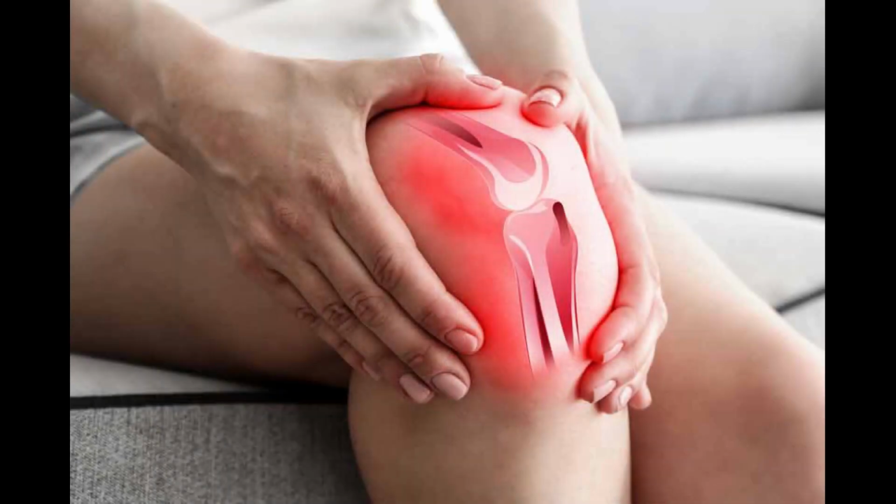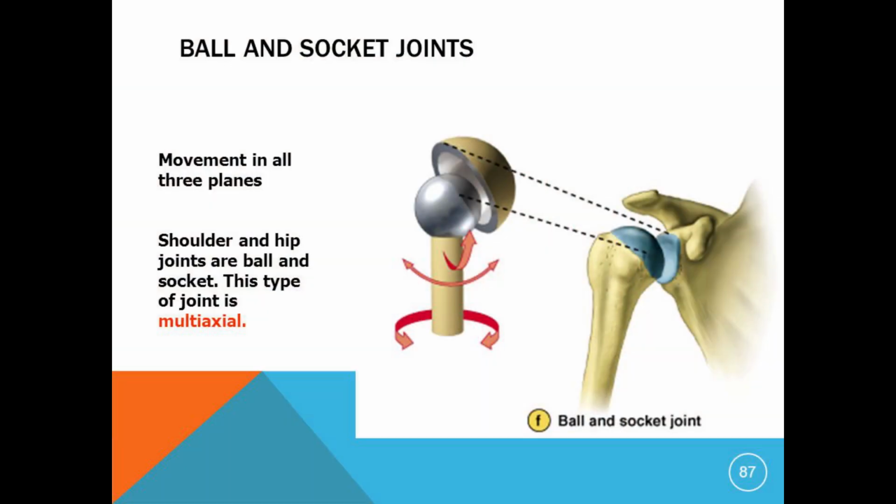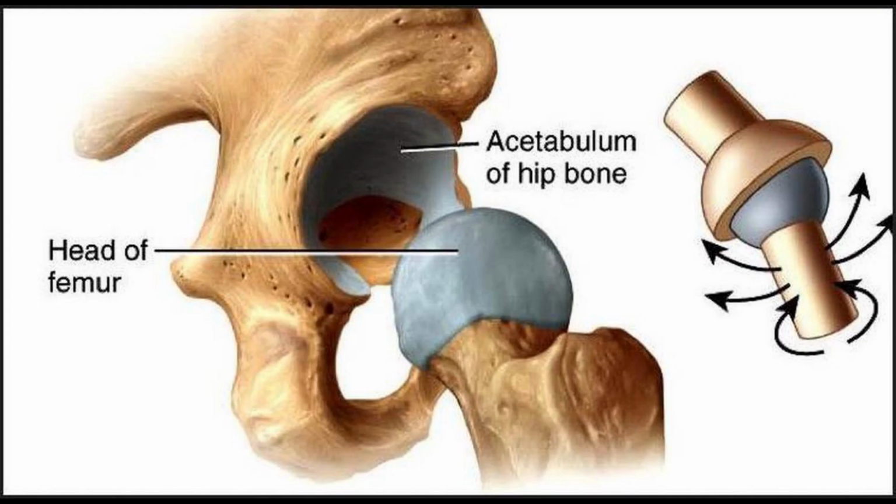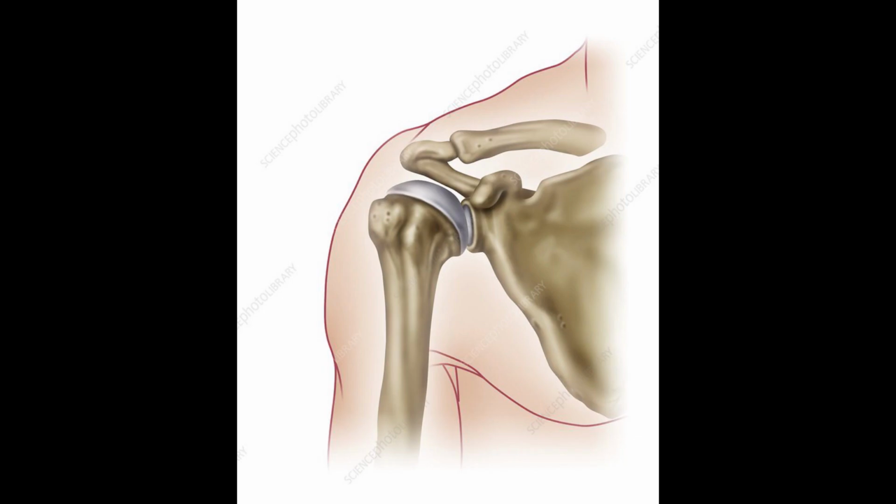Ball and socket joints. A ball and socket joint allows movement in all directions. We can swing our arm in a complete circle. It is because of the ball and socket joint in our shoulders.